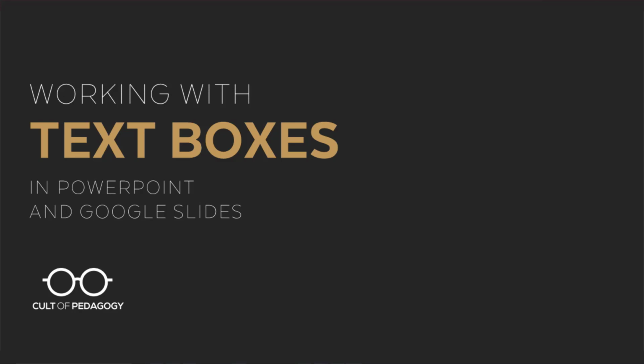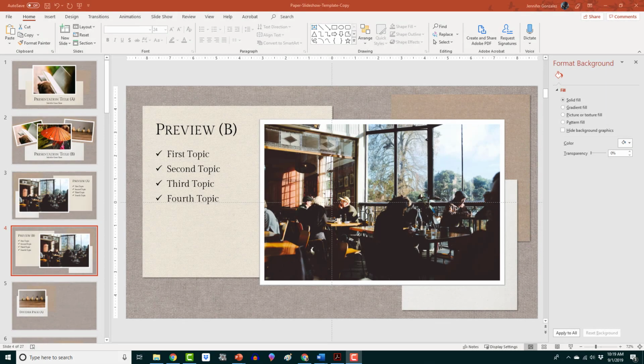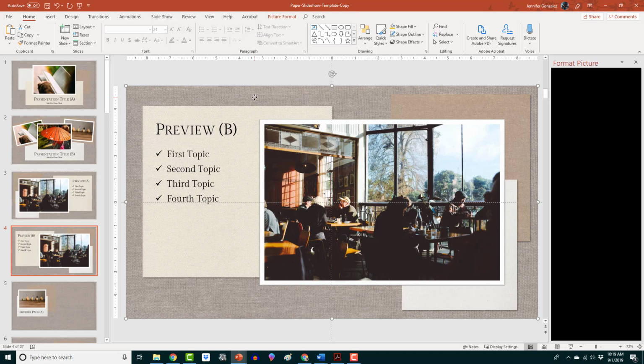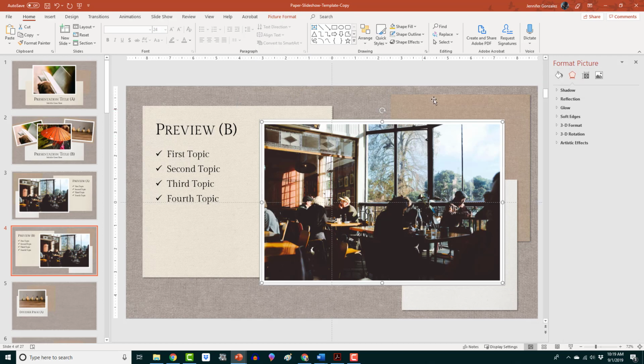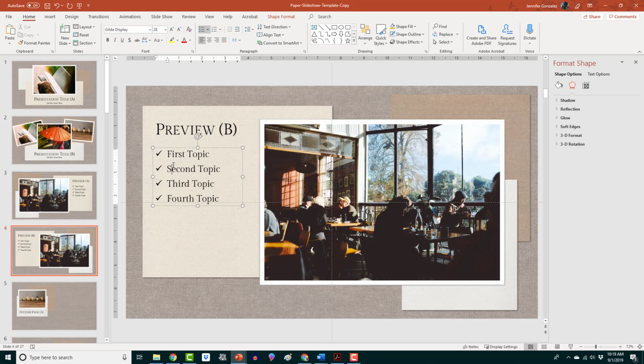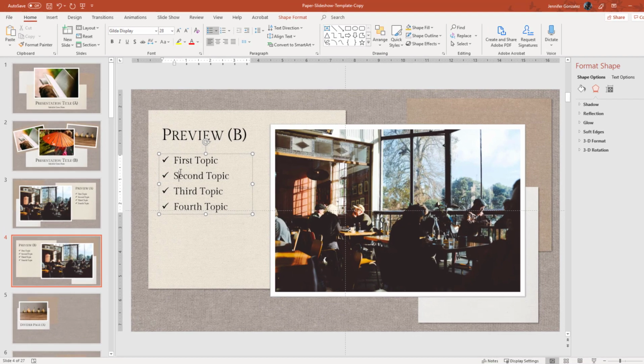Let's learn about working with text boxes. When I look at this template, what I'm looking at are many elements layered on top of each other. Most of them are pictures. This back here is a picture, this is a picture, this is a picture. All of these are, except for this and this. These are both text boxes. And I'm going to show you how to create them and how to change them.